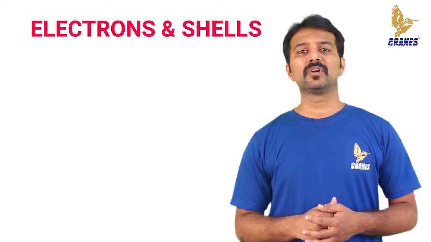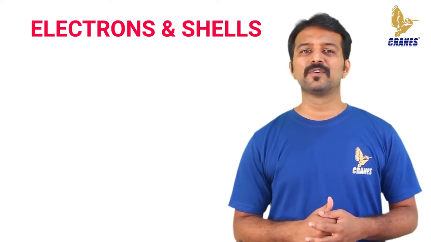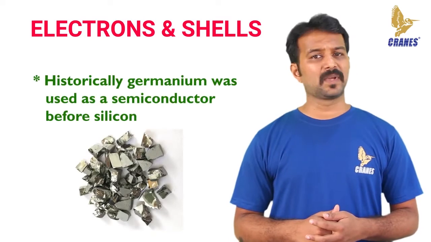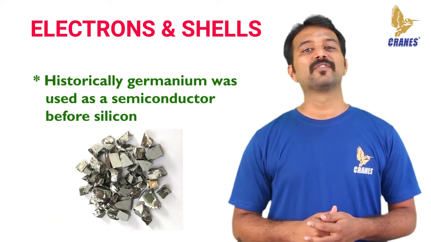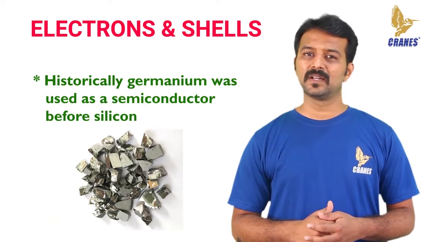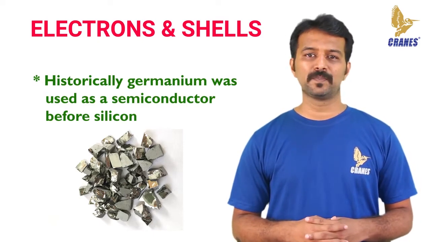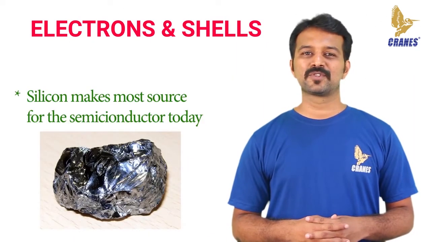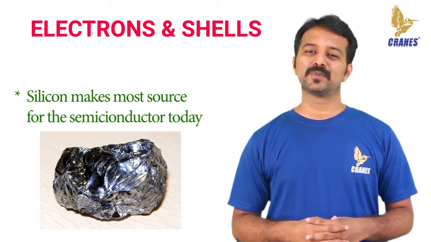Silicon is not the only material that can be used for semiconductors. In fact, many of the earliest semiconductors were made from germanium, and currently we make semiconductors from other materials too. Silicon, however, remains the source of most semiconductors today.